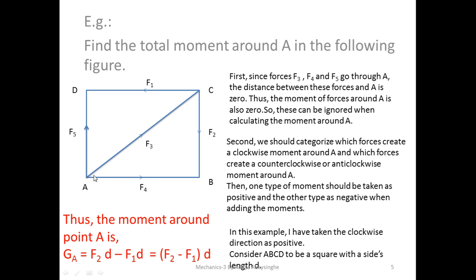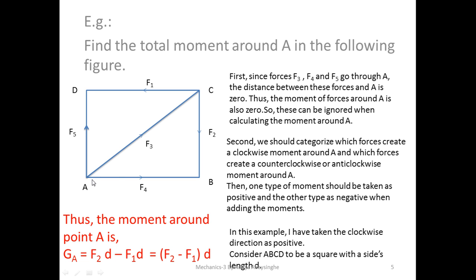Although there is a force, for the moment to exist there should also be a distance, whether perpendicular or not. If it has some distance, you can calculate the moment around that point. You can either decompose the force or find the perpendicular distance. But in either case, you should have some distance. If you don't have a distance, or if the force goes through the point about which you take the moment, first of all you have to eliminate those forces. That should be the first step of finding the moment around some point.